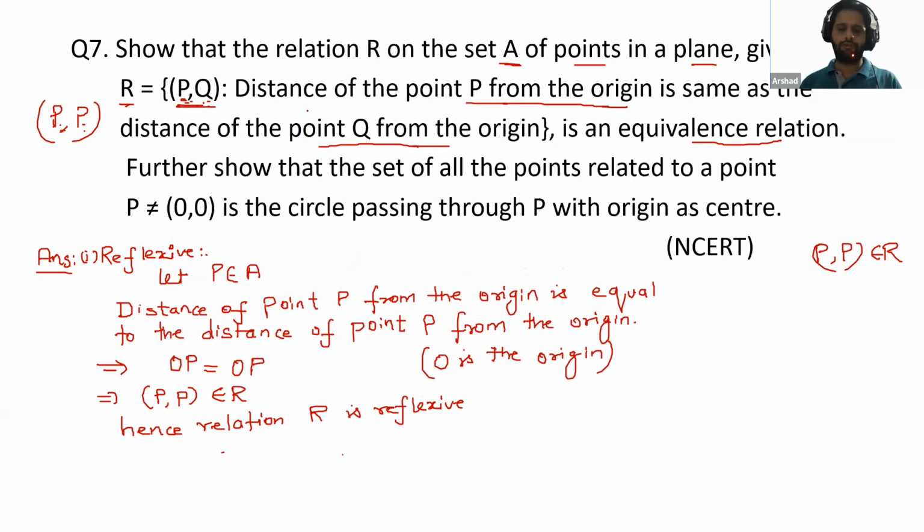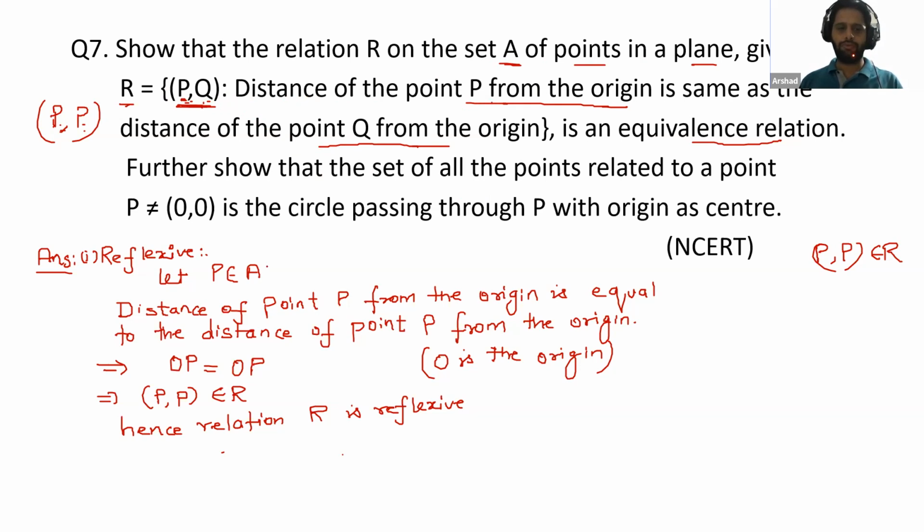Okay, Noma, very good. So I will explain the question. We have a set A. What is the set A? Points in a plane. Next, we have the distance of point P from the origin. This is the relation. What does P comma Q represent? The distance of point P from the origin is equal to the distance of point Q from the origin. So this is the relation. We have proved this reflexive, Noma.